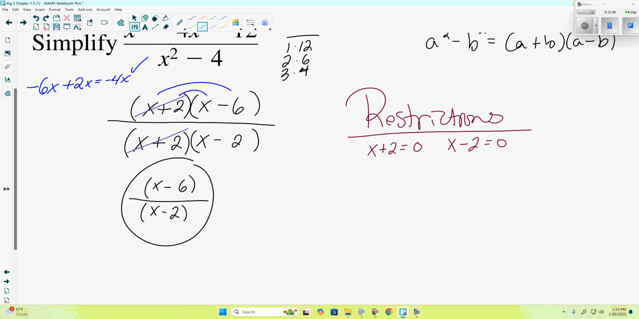So when we start solving, if this was one of the equations we're solving, we find the restrictions first. X cannot be negative 2. So if negative 2 shows up as a solution, we know it's not going to work because we'd have a division of 0. We can throw it out.